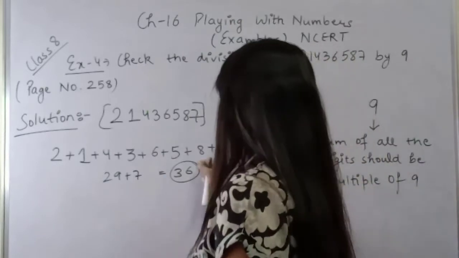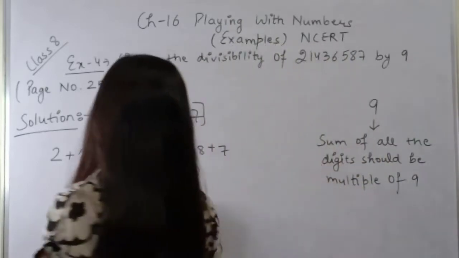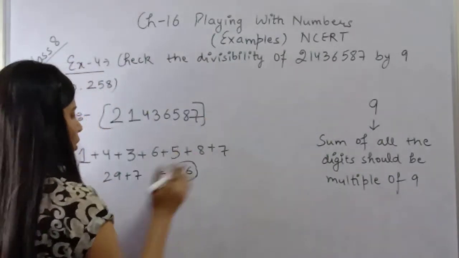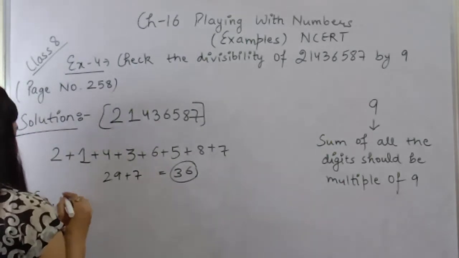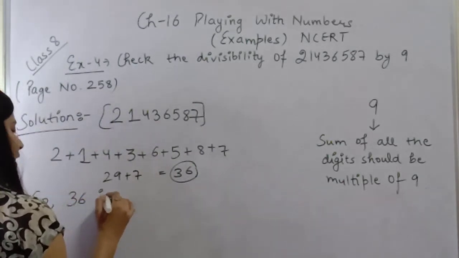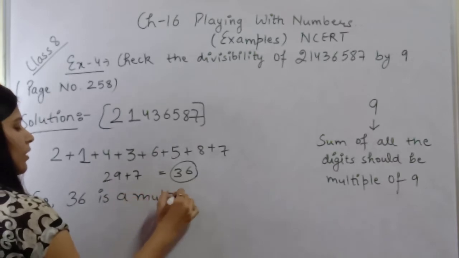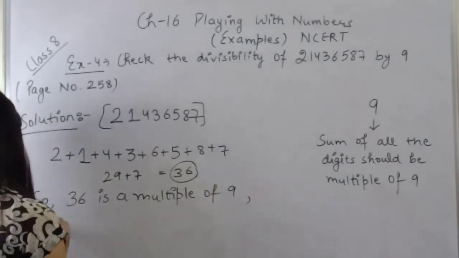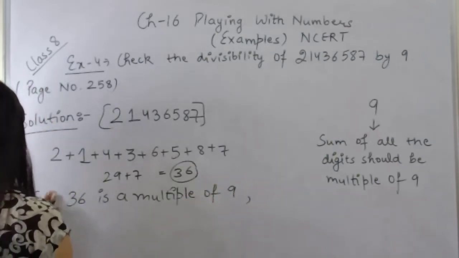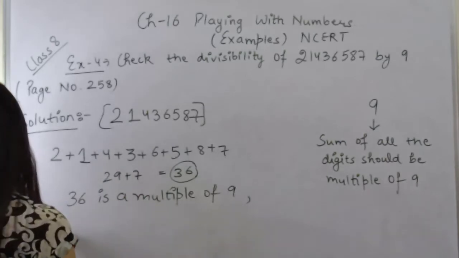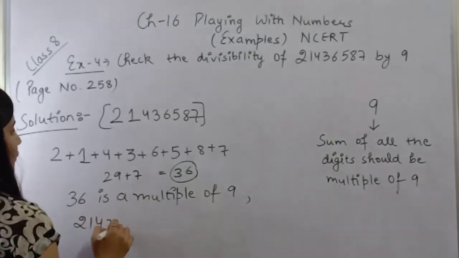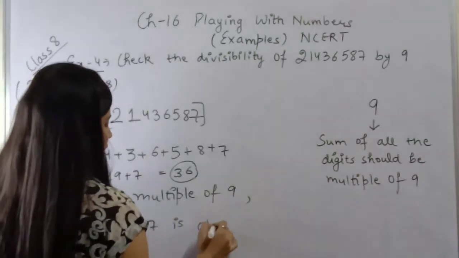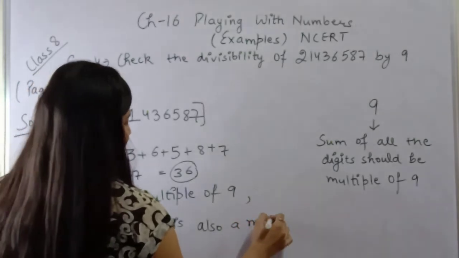36. So अब 36 अगर 9 की टेबल में आता है, अगर ये 9 का मल्टीपल है, इट मीन्स ये नंबर भी 9 का मल्टीपल होगा. सो 36 इज अ मल्टीपल ऑफ 9, विच मीन्स दैट, 36 is a multiple of 9. So 21436587 is also a multiple of 9.